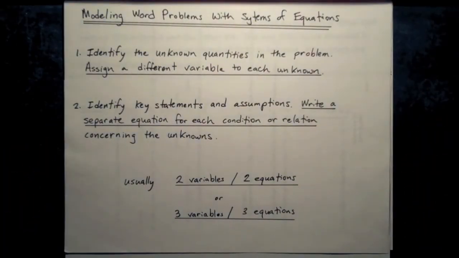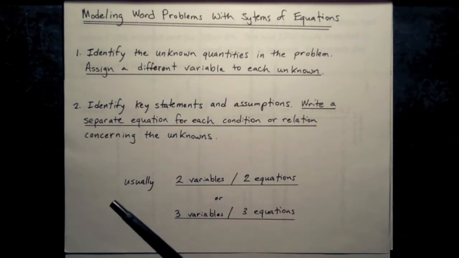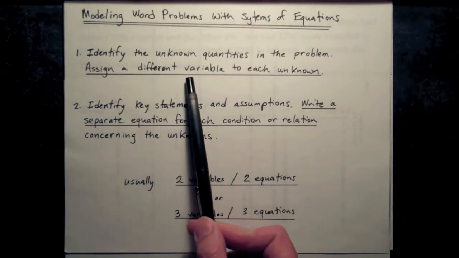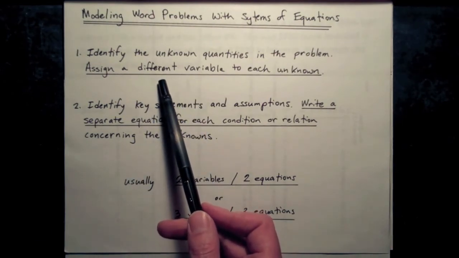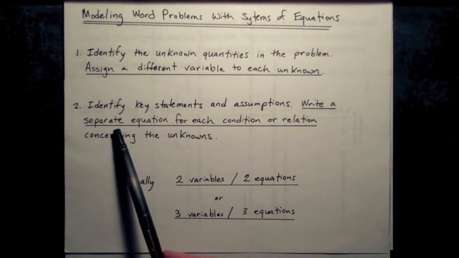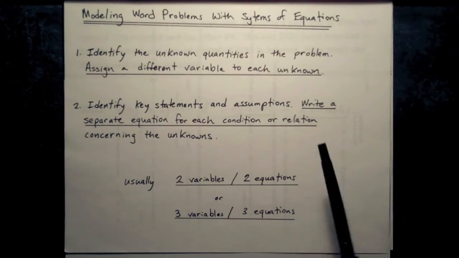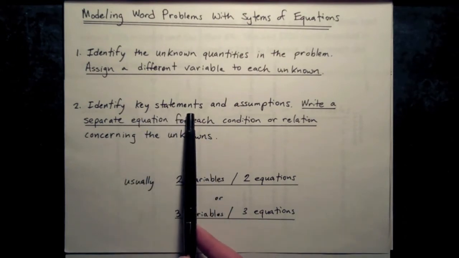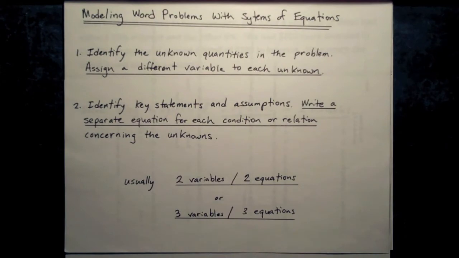There's two main steps to this. First, we want to identify the unknown quantities in the problem, and we're going to assign a different variable to each of those unknowns. That makes the first step pretty easy. Most of the work is going to be in the second step, where we have to come up with a system of equations. Usually it's going to be two variables and two equations. In either case, the equations are going to come from either key statements made in the problem or something that's either assumed or understood beforehand. And then we write a separate equation for each of those conditions.